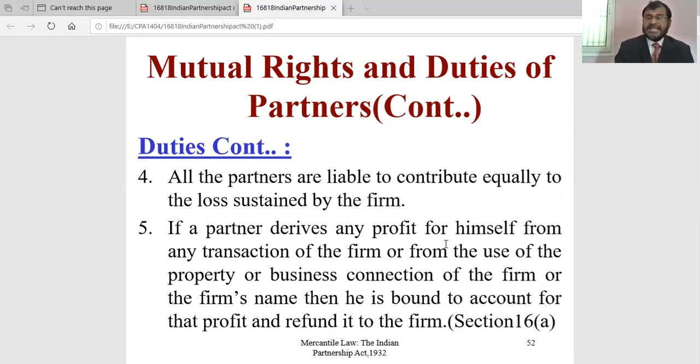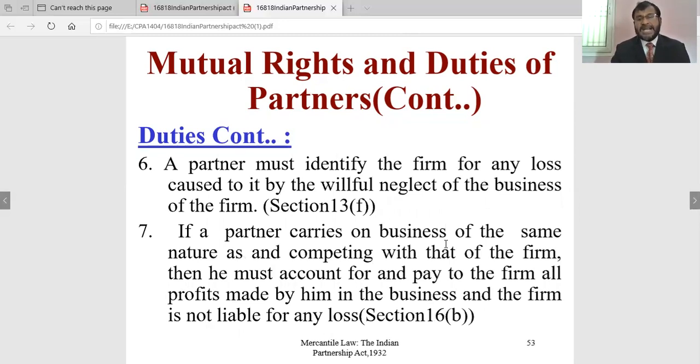Section 16, subclause A of the Indian Partnership Act deals with that. A partner must indemnify the firm for any loss caused by it by willful neglect of the business of the firm. Seventh, if a partner carries on business of the same nature as and competing with that of the firm, then he must account for and pay to the firm all the profits made by him in the business, and the firm is not liable for any loss.